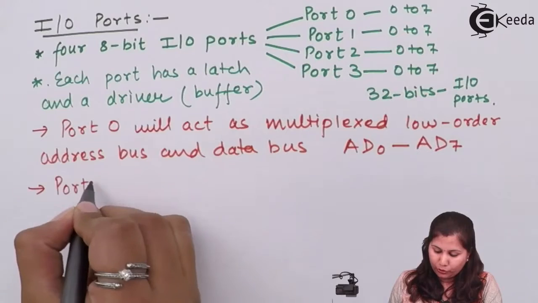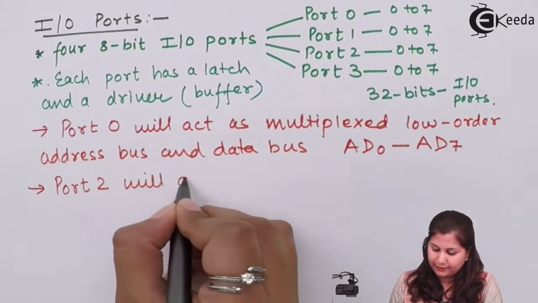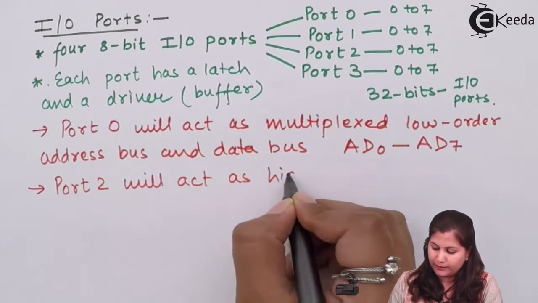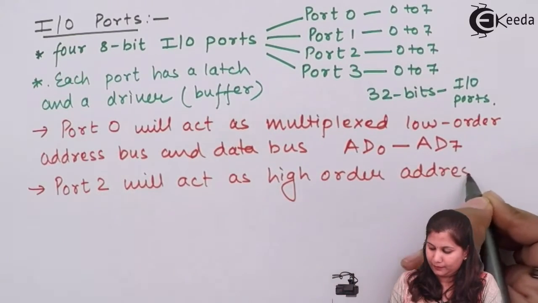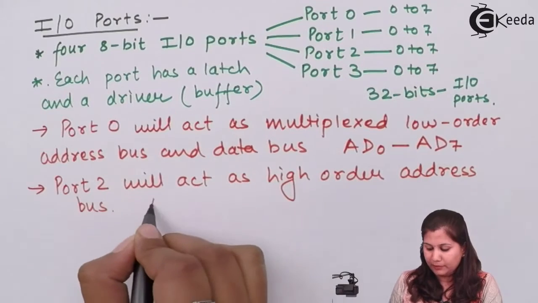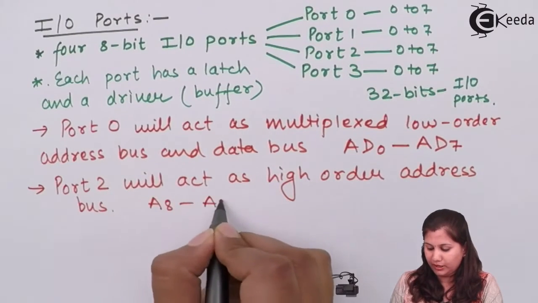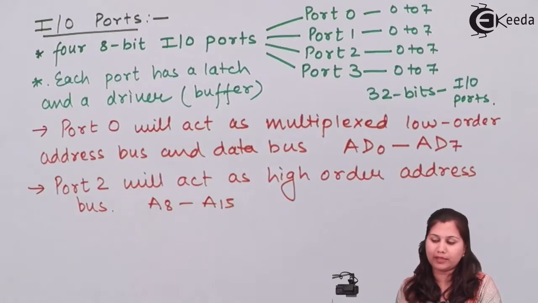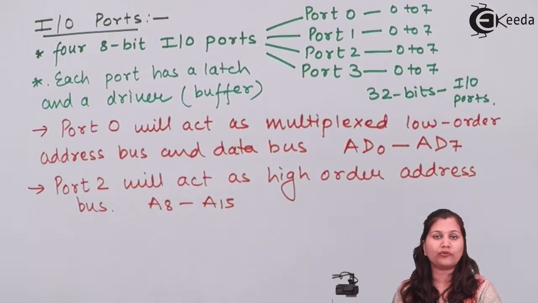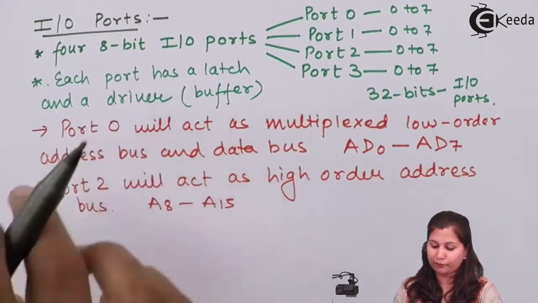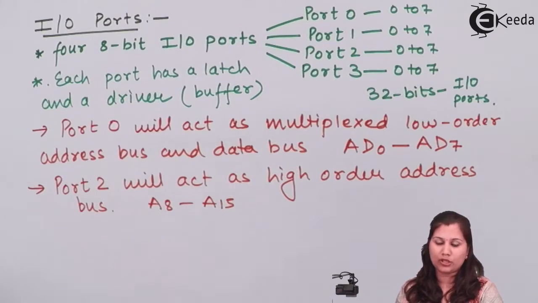Similarly, port 2 will act as the higher order address bus. Higher order address bus means from A8 to A15, because we have a total 16-bit address bus. So 8 bits are for the lower order and 8 bits are for the higher order. So port 2 can act as input output pins also, and as the higher order address bus also. So whenever external memory is present, the function of port 0 and port 2 will be changed.